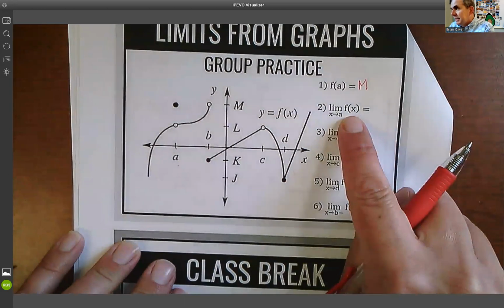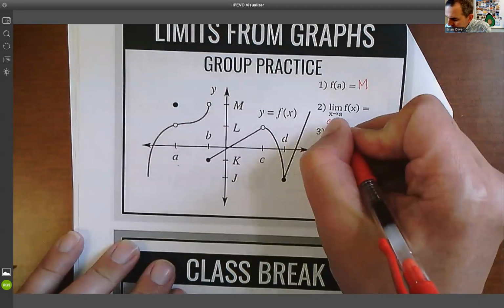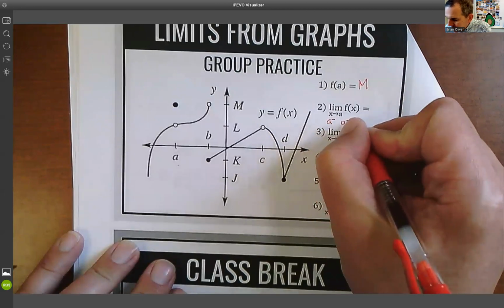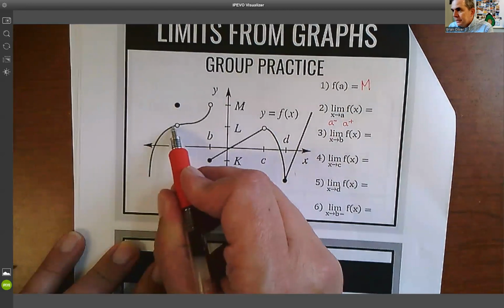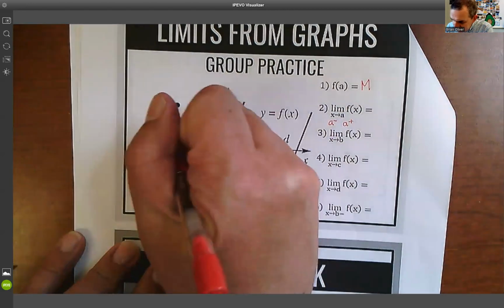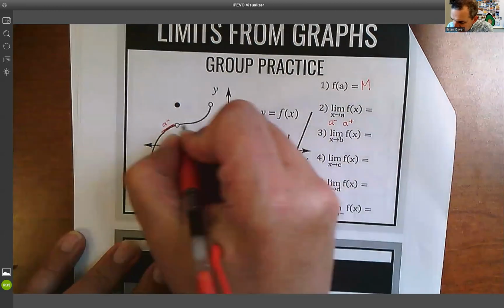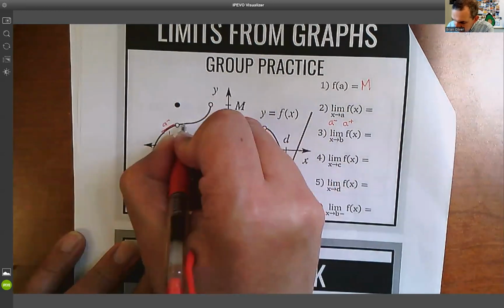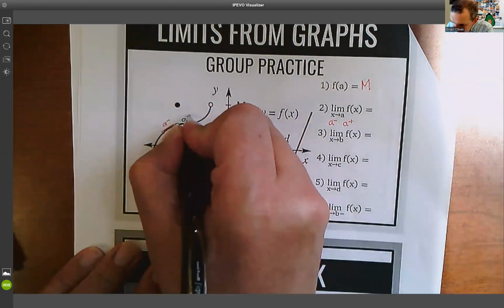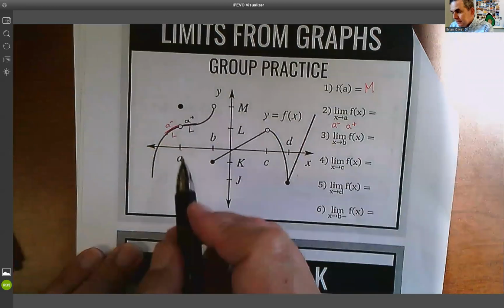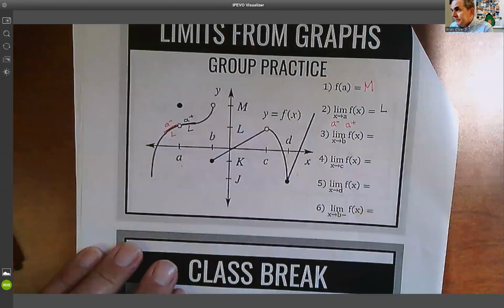However, when I look at the limit as x approaches A, I need to look at it from the left and from the right. As I approach A from the left, right here, I'm getting L. As I approach A from the right, I'm also getting L. Since these two are the same, the limit is L.